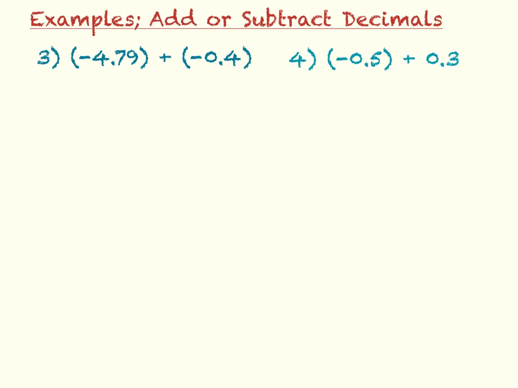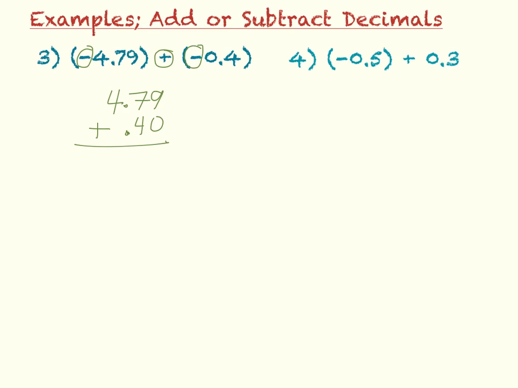For the next one, we have negative 4.79 plus a negative 0.4. So since there are two negative signs, that means the number is going to be a more negative number. So I'm just going to add the two numbers together and then put a negative on there. So that would be 4.79 plus 0.4. Make sure you have the decimal points lined up.